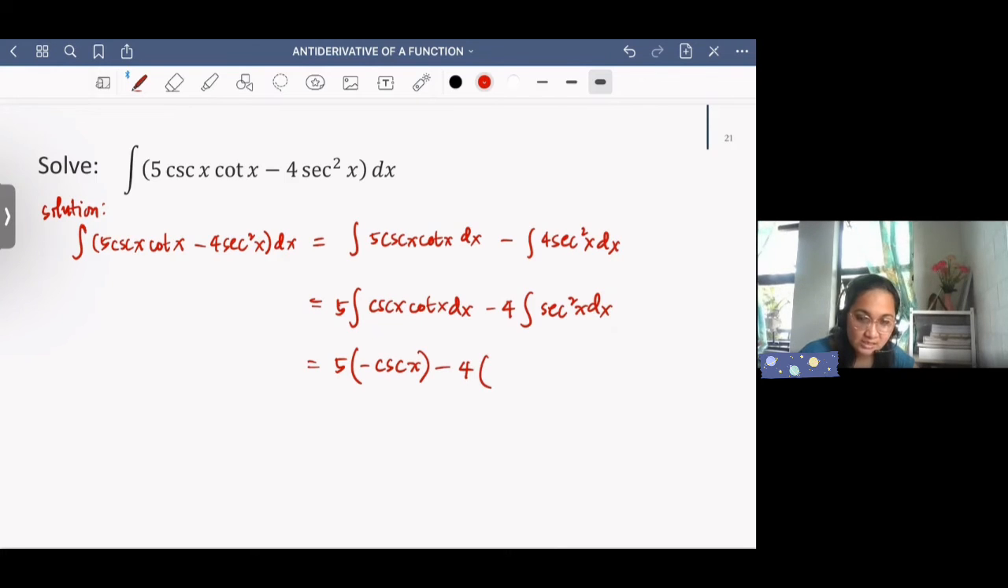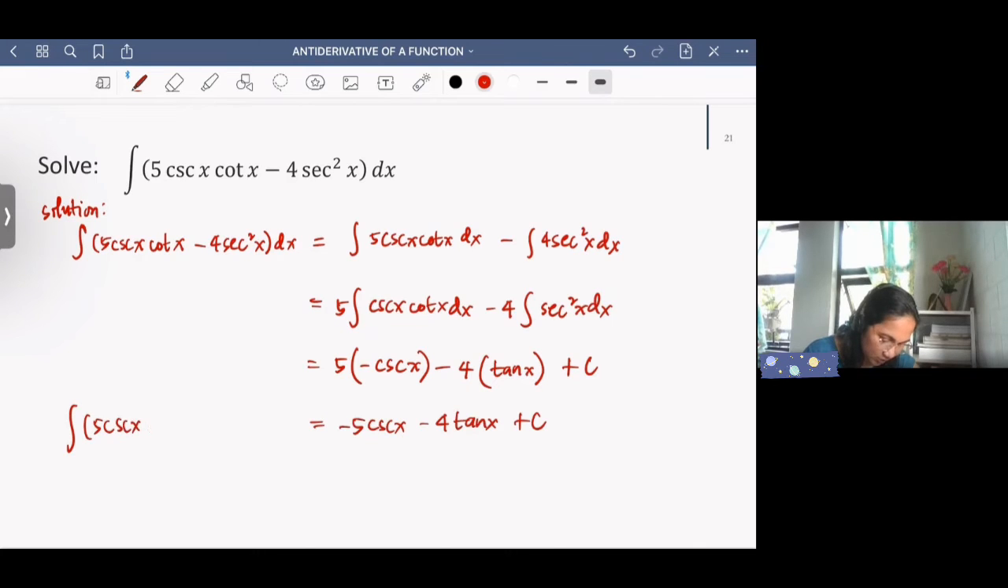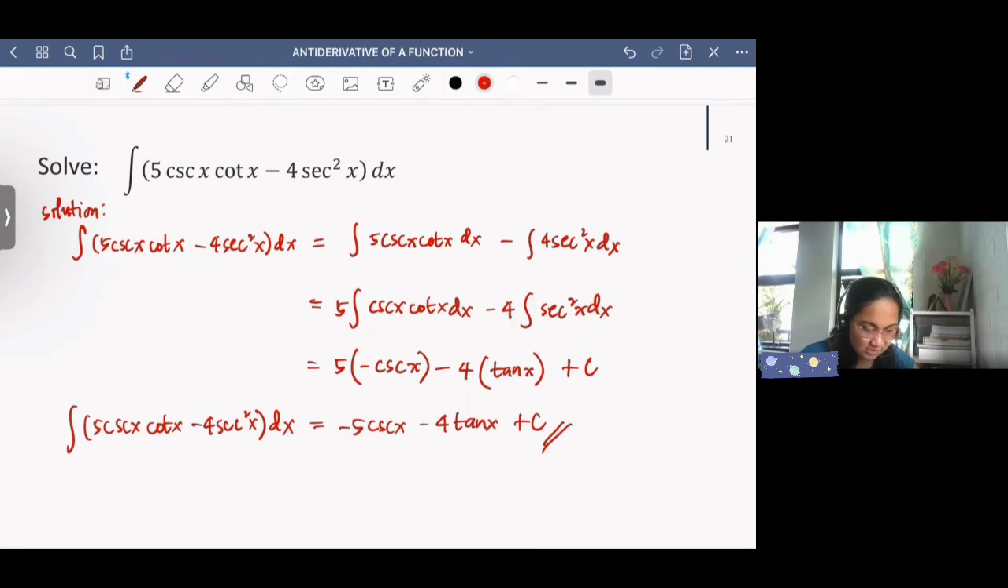Times for secant squared x, we have tangent x, and then plus c. So this is now negative 5 cosecant x minus 4 tangent x plus c. This is the antiderivative of 5 cosecant x cotangent x minus 4 secant squared x with respect to x. I hope that this is clear to you, my dear students.